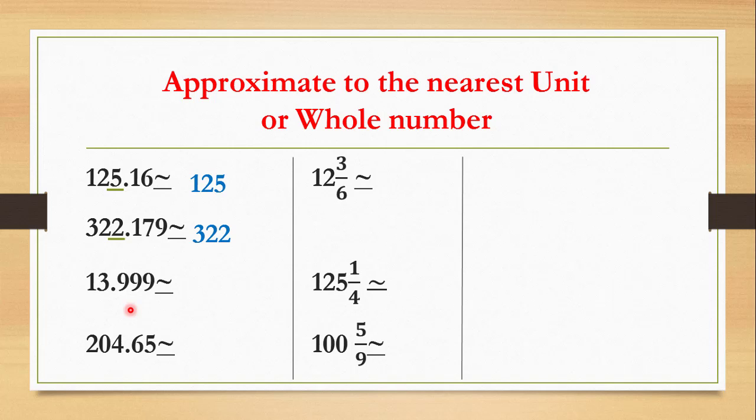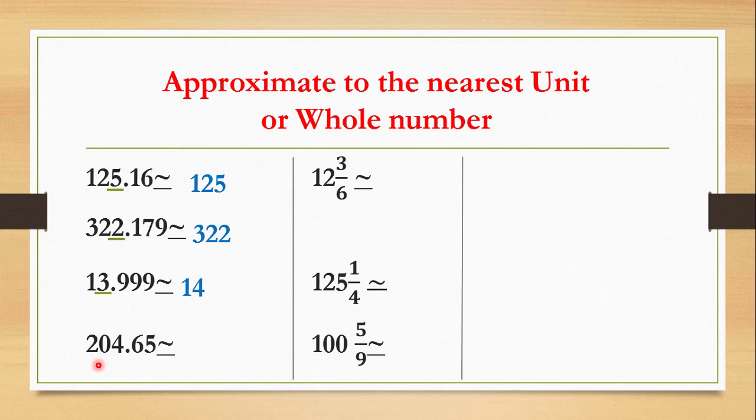13.999, or 13 and 999 thousandths. In this case also we will underline the unit, which is 3. Look at the right, we have 9. This time 9 is greater than 5, so I'll add 1 to this 3 to become 4, so it's approximately equal to 14.